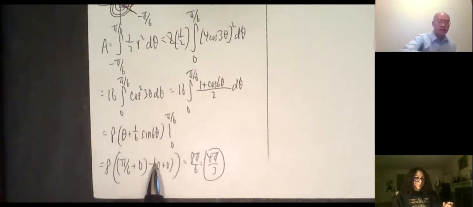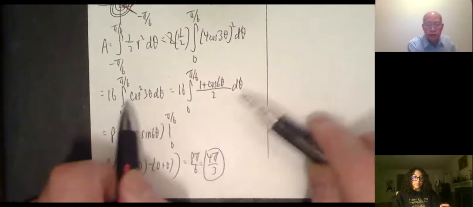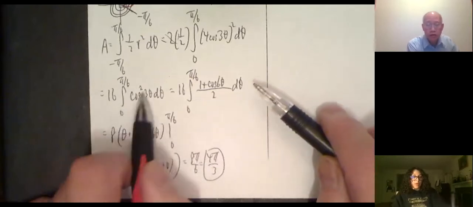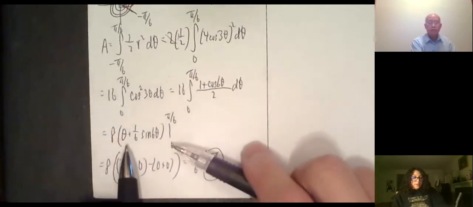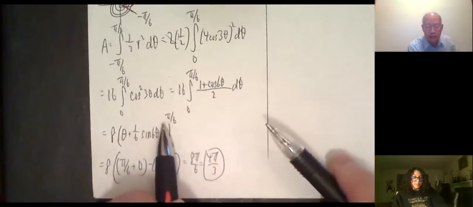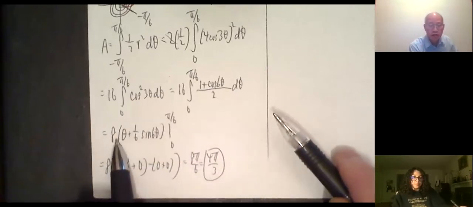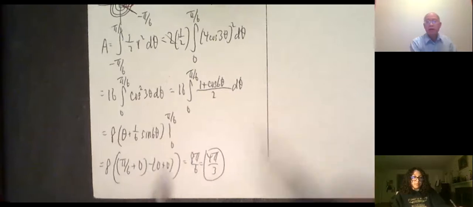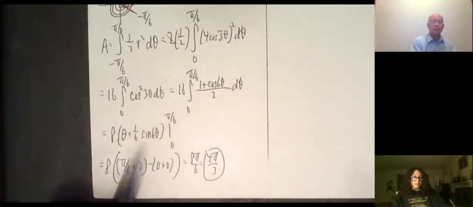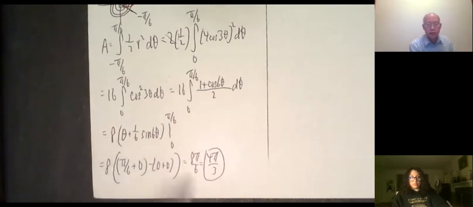In case you're wondering, this happens a lot. Many times when you do this cosine squared or sine squared, when you get to this stage, the only thing of substance is this theta term when you plug in; all the rest end up being 0. Now, I don't want you to generalize that that's going to happen all the time. I'll just say it happens a lot. So these are 0. So 8 pi over 6, 4 pi over 3.